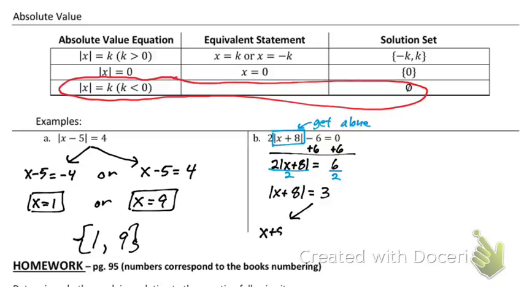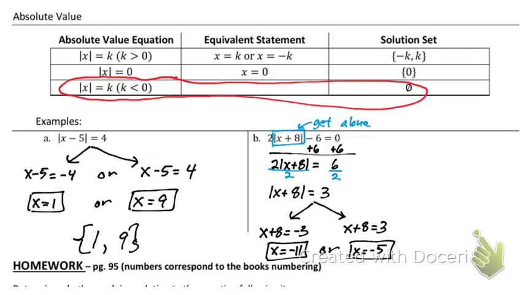Either x plus 8 equals negative 3, or x plus 8 equals a positive 3. If x plus 8 equals a negative 3, then x equals a negative 11. Or x is going to equal a negative 5. If you plug that into the equation, you will get the correct answer out.